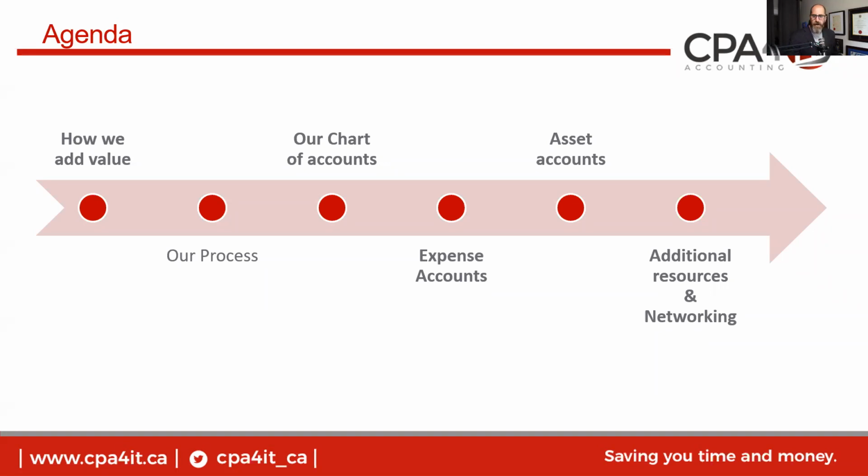Today we're going to be talking to you about deductible business expenses and what you can deduct. Specifically, I'm going to start with a little bit of housekeeping, a little bit about our firm and how we add value. Then I'm going to talk a little bit about what our process looks like. Then I'll talk about our standard chart of accounts. And then finally into what you guys are here for, the various things that you can expense. We're going to break that into expense accounts as well as asset accounts, and try and break down the difference between the two. And lastly, I will close with some additional resources where you can find more information if you need it.